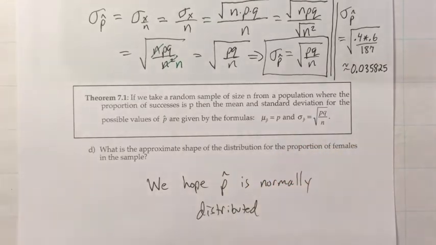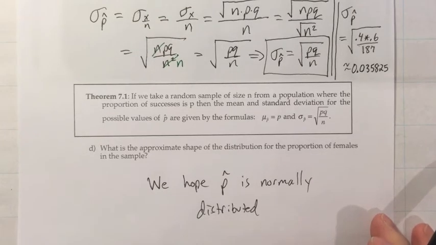Because if p hat is normally distributed, then we can do probabilities using area under a normal curve, which will require z-scores, but we'll know the mean and standard deviation for that variable, so we'll be able to get z-scores. I think this is a reasonable thing to hope for, because we saw it on the tech demo on the previous page with the presidential approval rating. So maybe we'll get it again, but we don't know yet, so we're kind of hoping for it.